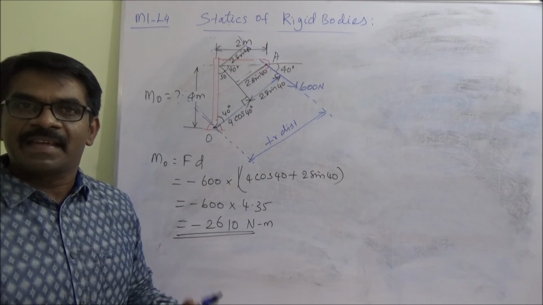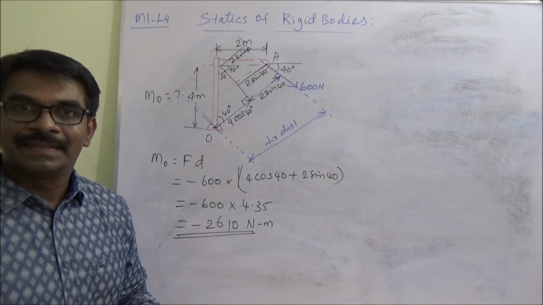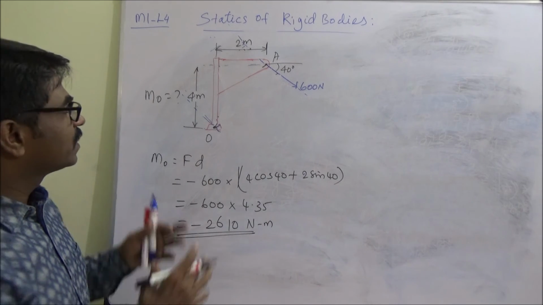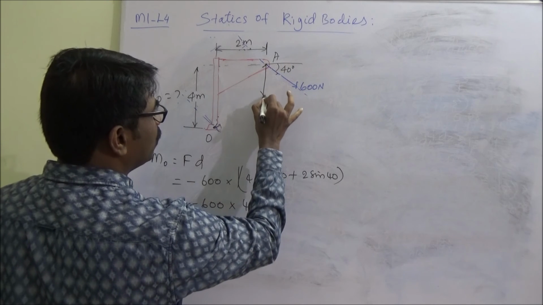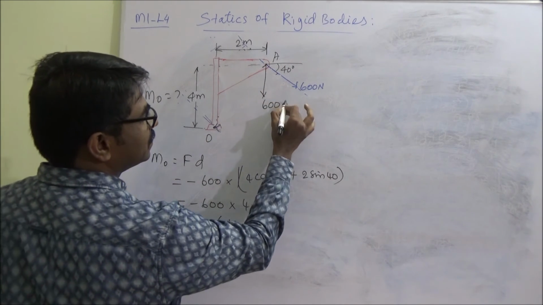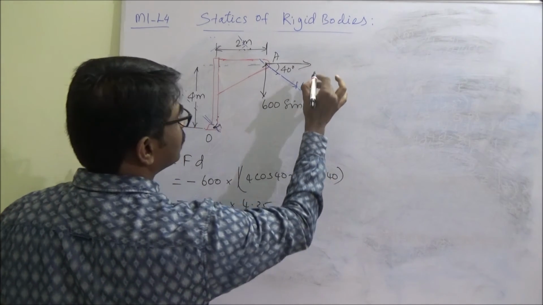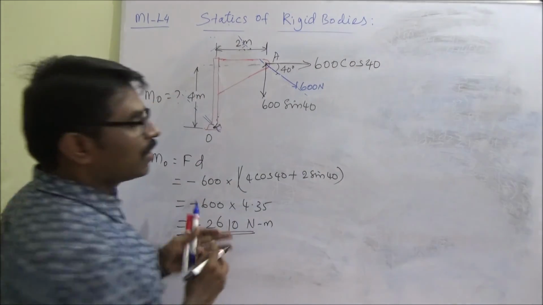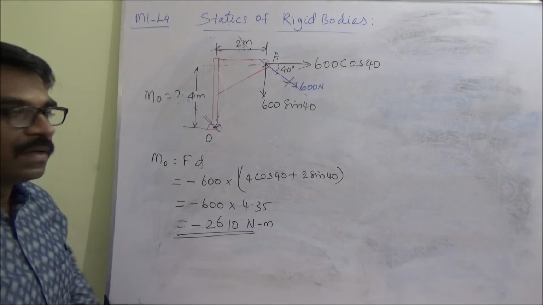Now, is there any other means to solve this problem? We'll think. Here comes the Varignon principle. See here. Is there any other means? As already we have discussed, we can resolve this into components. This is 600 sine 40 and this is 600 cos 40. Now we have resolved into components. We can forget this now.